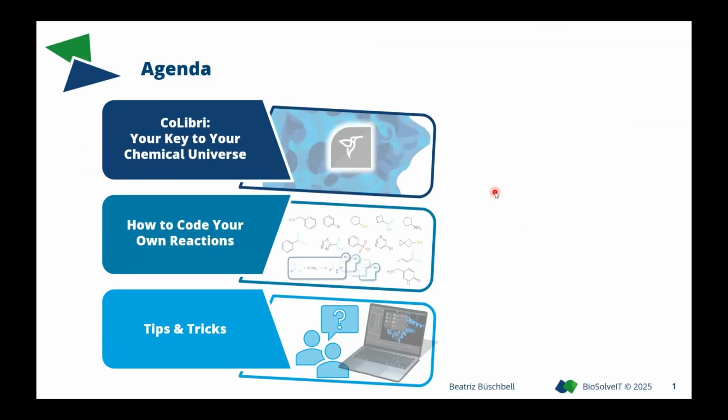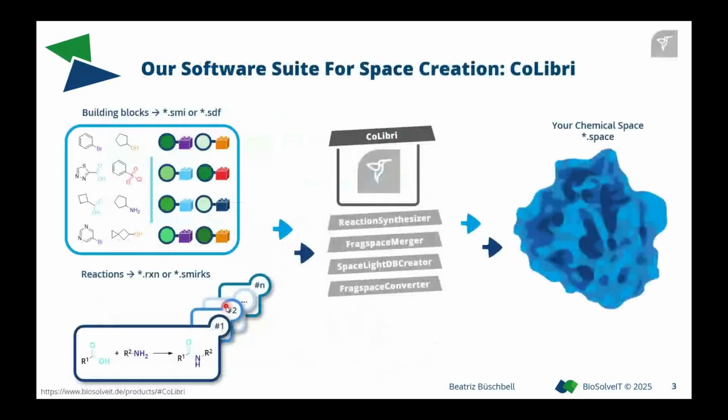Okay, let's go quickly through the agenda. First of all, I will talk about our powerhouse for creating chemical spaces, which is CoLibri. Then I will talk a bit about how to code your own reactions, give some tips and tricks, and how this all reaction and coding works. Finally, I will give you some additional information and also where to get help when you are a total beginner. So let's start with the first section.